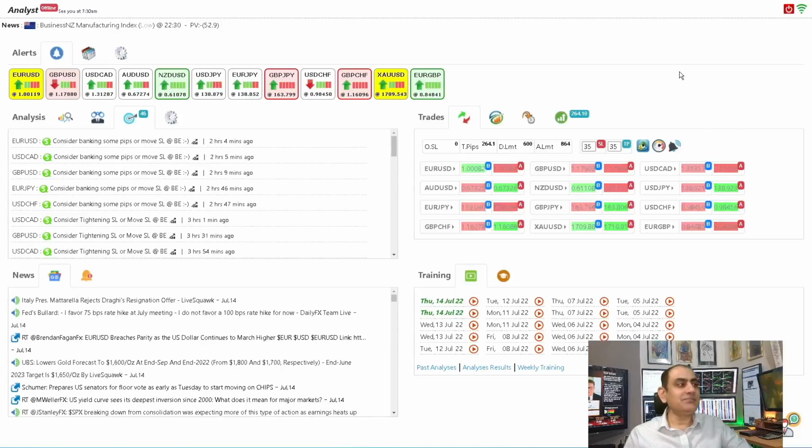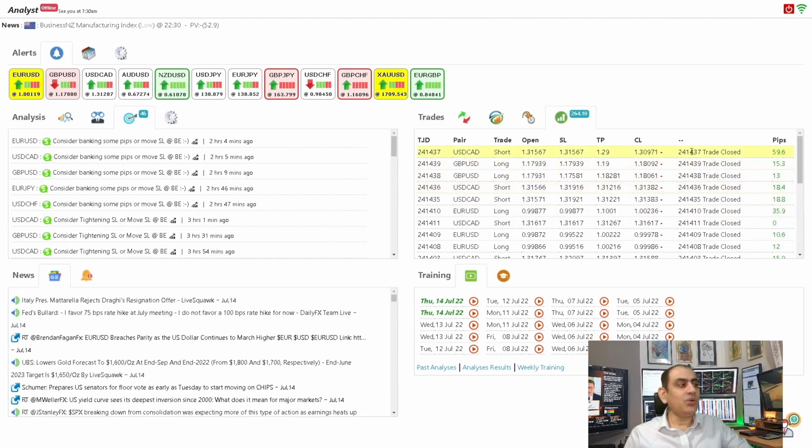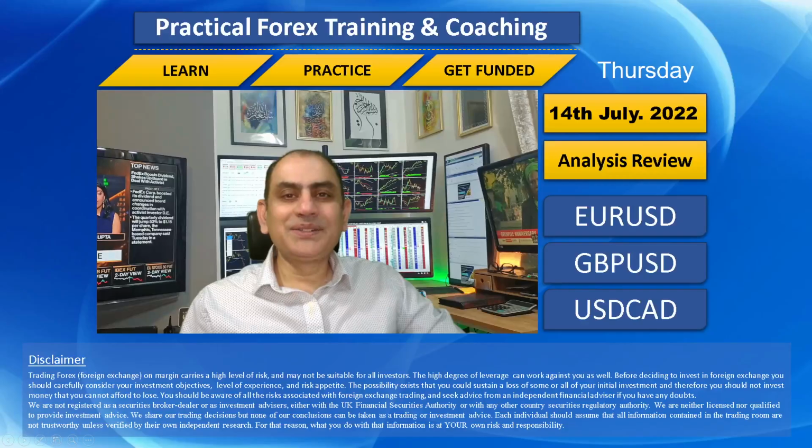My traders, I'm going to show you one of the traders. He made amazing pips, 264 pips today, and all these trades are 100% based on the analysis which is broadcast instantly.